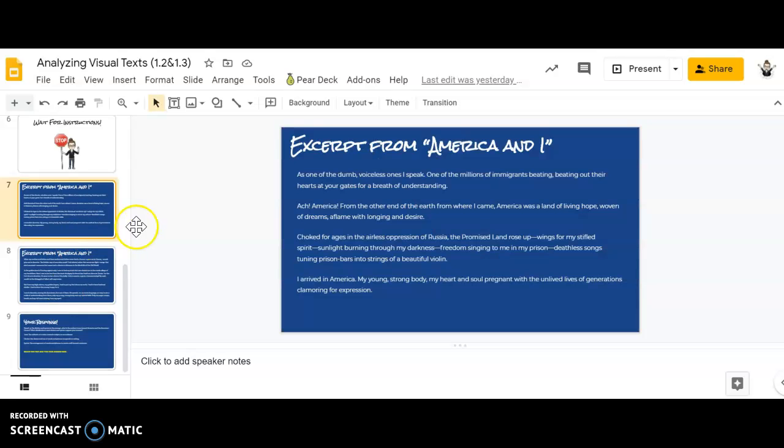So what we started with today was this, which is an excerpt or a piece of a poem called America and I. And what we did in class was I read this aloud. And as I read aloud, the students were highlighting any words or phrases that they saw that suggested to them how the author feels about America.